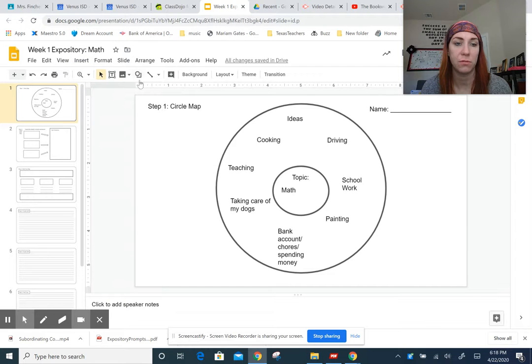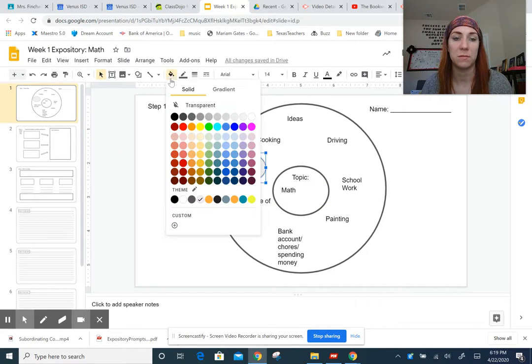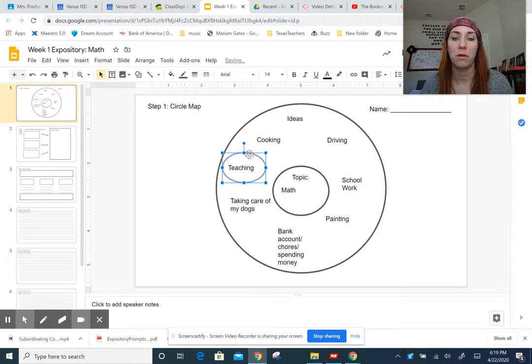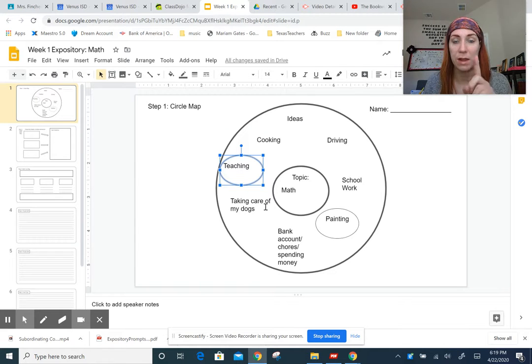I'm just going to get a circle. That's what I'm going to do. Get a shape. I'm going to use a circle, and then I'm going to choose a color. So I'm torn between these, so I'll decide within our next video. I'm either going to choose teaching, and that needs to be clear, or I'm going to choose painting because I think that's a little bit different. So I need to decide, but I'm only going to be able to pick one of these. I can't have more than one. So you need to make sure that you're only choosing one thing that you're writing about.